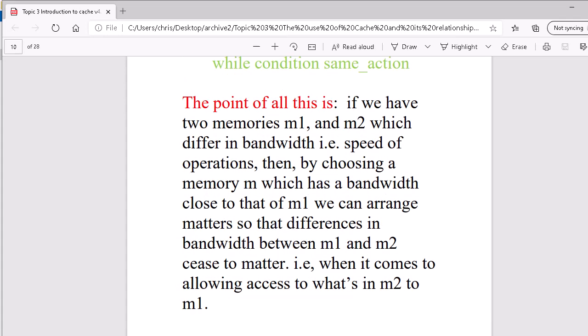The point of all this is this. If we have two memories, M1 and M2, which differ in bandwidth, the speed at which they operate, and by choosing a memory M, which has a bandwidth close to that of memory 1, we can arrange matters so that differences in bandwidths between M1 and M2 cease to matter when it comes to allowing access to what's in M2 to M1.